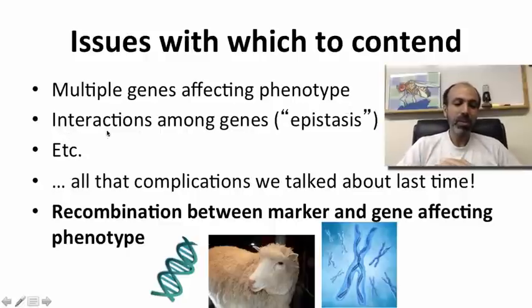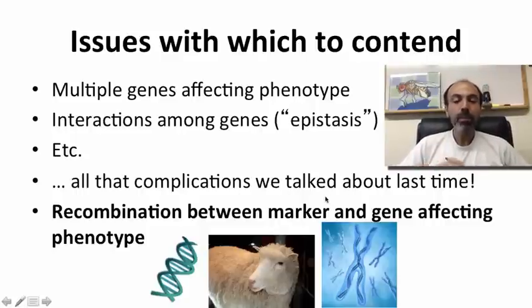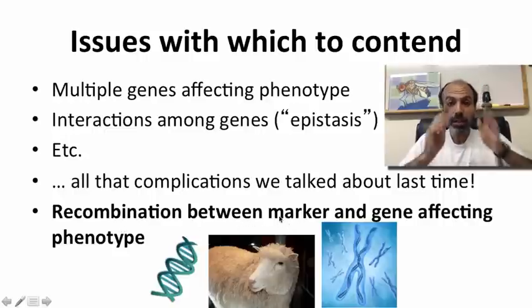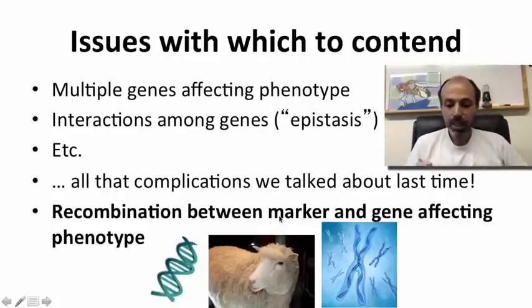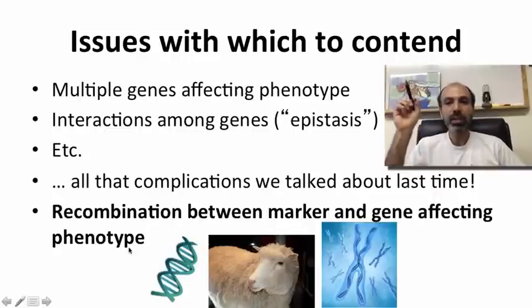It's possible that there's interactions among the genes, or epistasis, right? All the things we talked about last time, all these complications. But an additional one that I want to factor in here, this is the essence of genetic mapping, is that there's been recombination between the marker genes, basically these A and Z genes, and the genes affecting the phenotype, so an actual gene affecting height. But there's some recombination between those two.